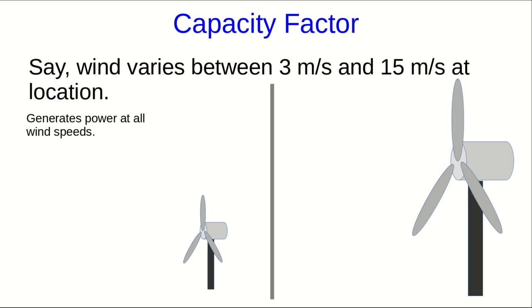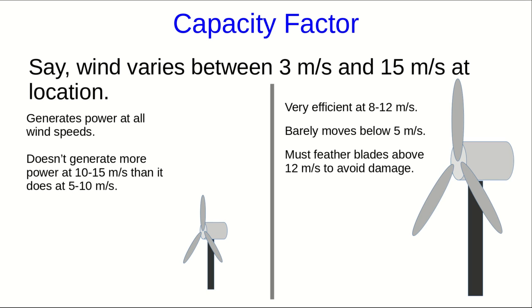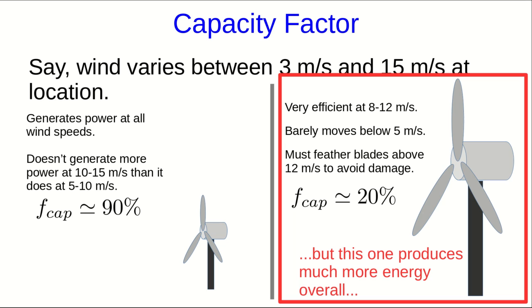The small turbine will generate power at all wind speeds. It really doesn't generate much more at 10 to 15 meters per second than it does between 5 and 10. On the other hand, the large one could be very efficient at mid-wind speeds. At low wind speeds, though, it would barely move. And at very high wind speeds, because of the wind shear on its large structure, it might have to feather its blades and stop generating power. So, the small turbine might get a capacity factor in excess of 90%. The large one might only achieve 20%. However, the large one would produce much more power when it's producing power, and overall might end up being the better choice despite the low capacity factor. These things are complicated and involve difficult engineering decisions.